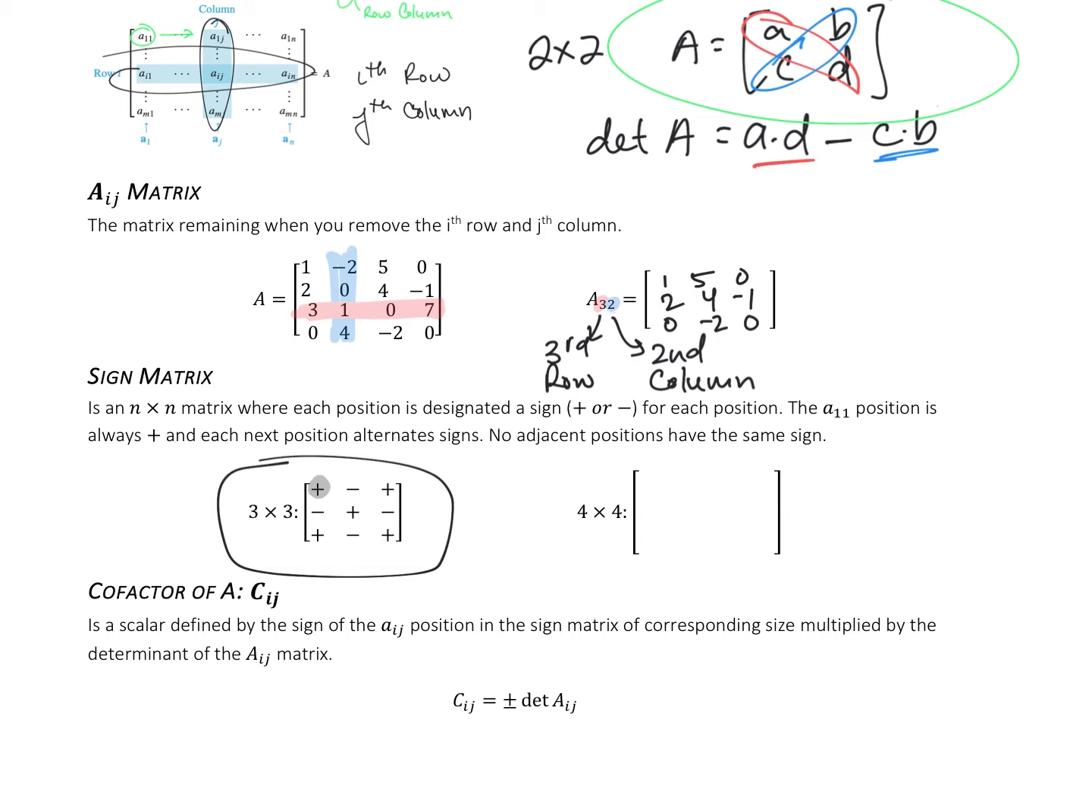So if we find the 4 by 4 sign matrix, again, I'm going to start with a positive in the 1,1 position, and then I'm just going to alternate. So I have a minus, a plus, a minus. Now you might think, hey, I just alternated along there. The next thing that would come along is a plus, but because this is a plus, I can't have the position right below it also be a plus, so it's going to be a minus. So minus, plus, minus, plus, and then again plus, minus, plus, minus.